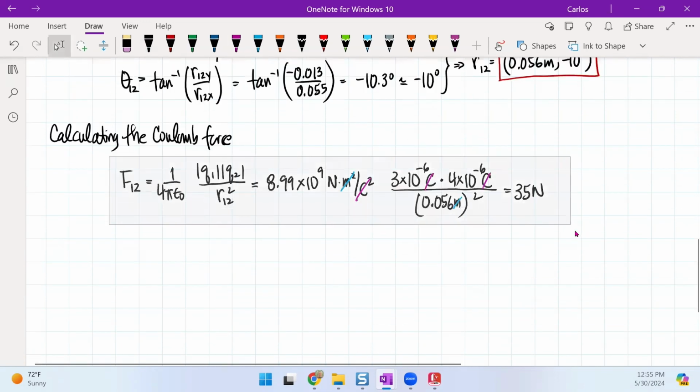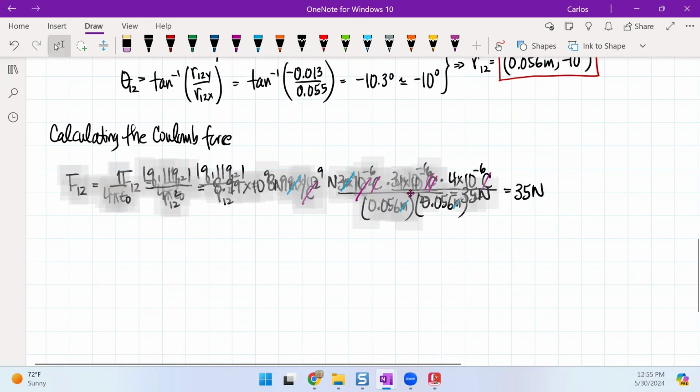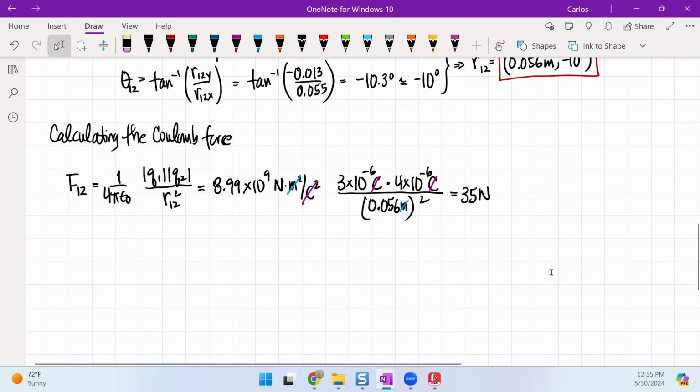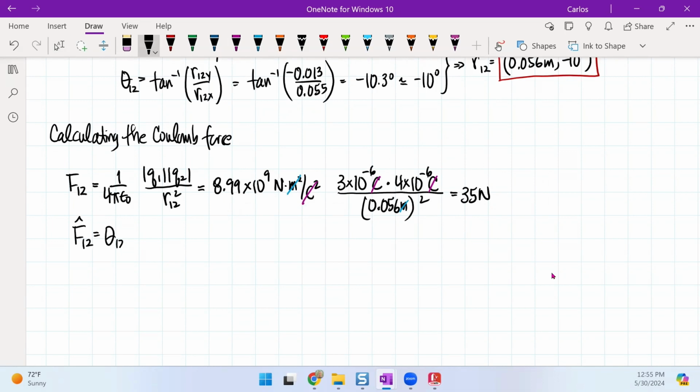Now I'm going to move this over here a little bit. So if I look at the direction of F12, it is the same direction as theta 12. So we know that this is minus 10 degrees. So in other words, our F12 force has a value of 35 newtons and an angle of minus 10 degrees.